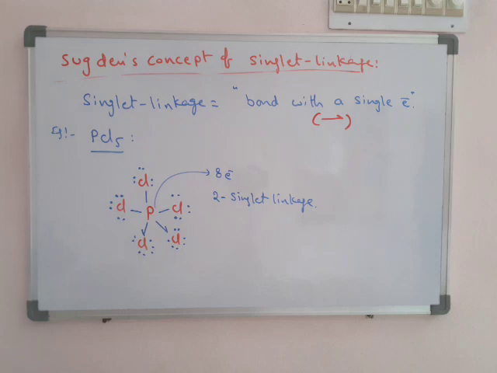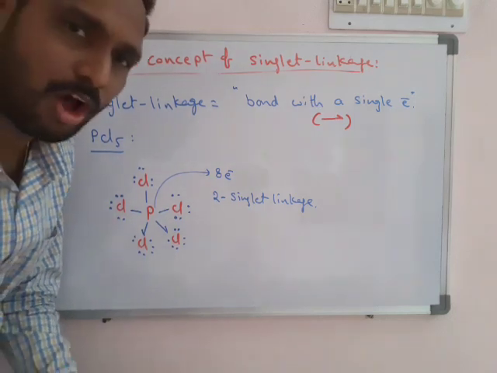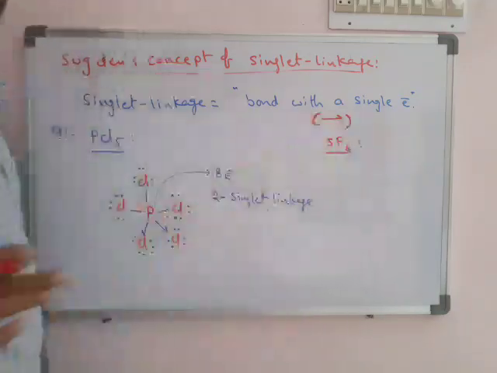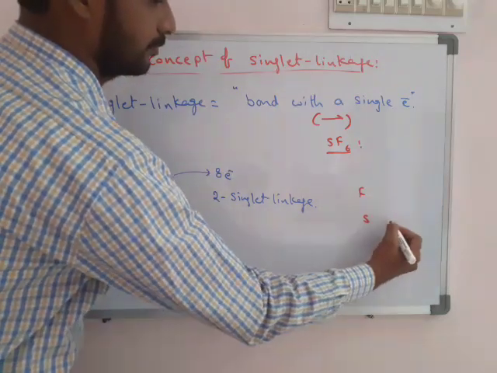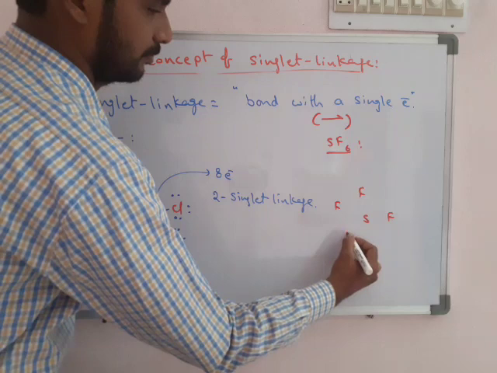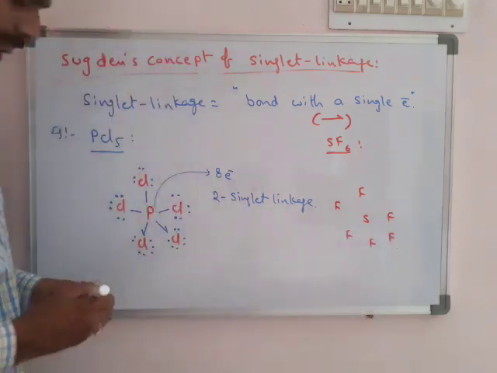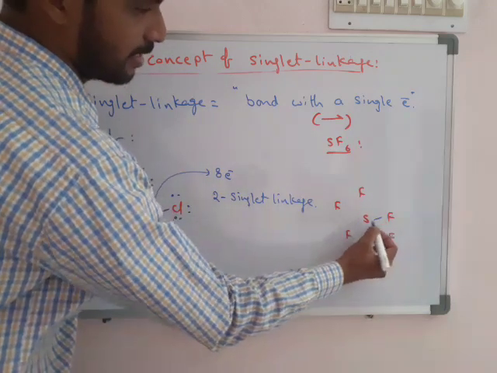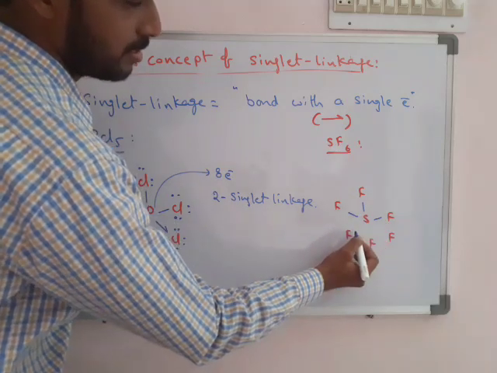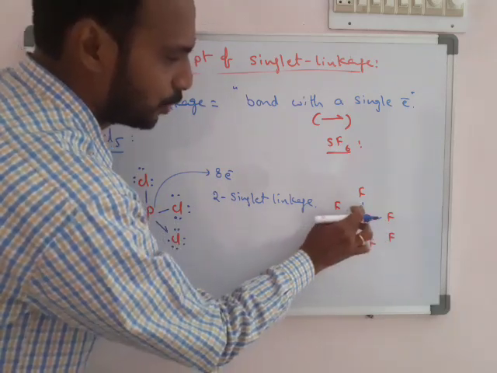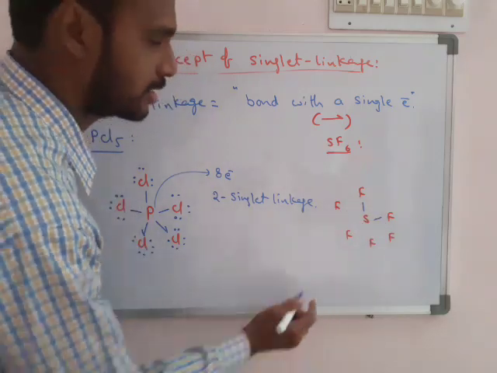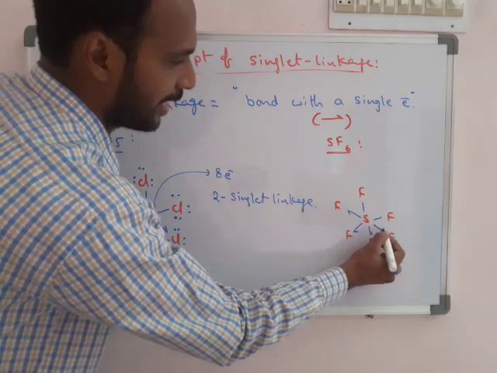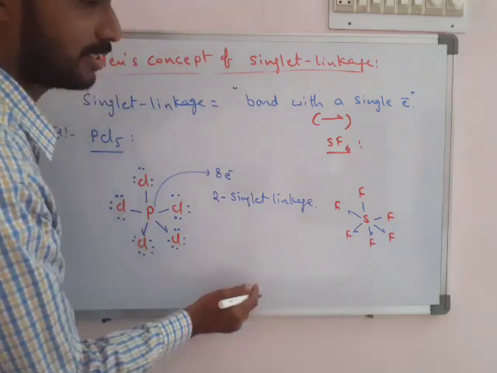Next, take SF6. We need to find how many singlet bonds are present. First, the total number of electrons: add sulfur's 6 electrons, 7, 8, 9. So here take 2 normal double-electron bonds, 1, 2, 3, 4, then 5th, 6th, 7th, 8th. Now sulfur has 8 electrons.